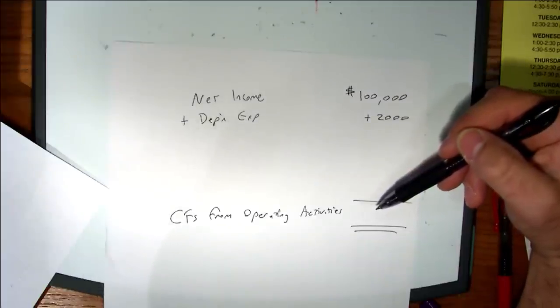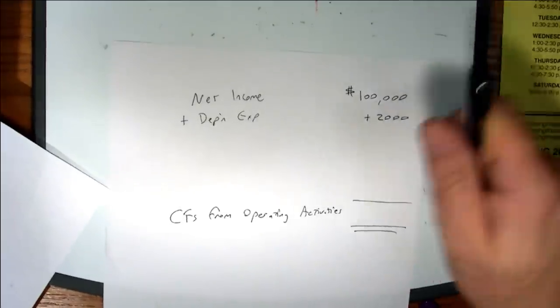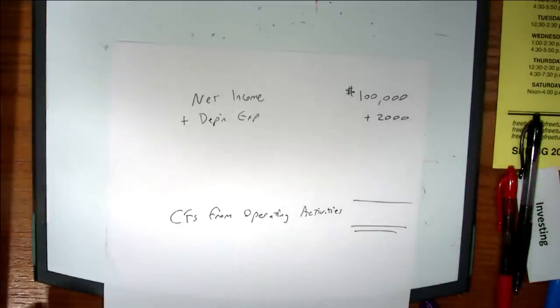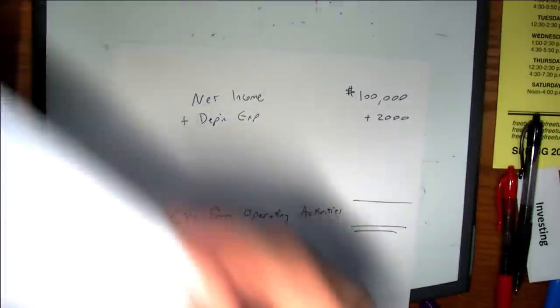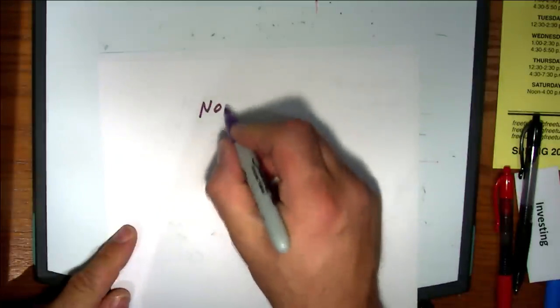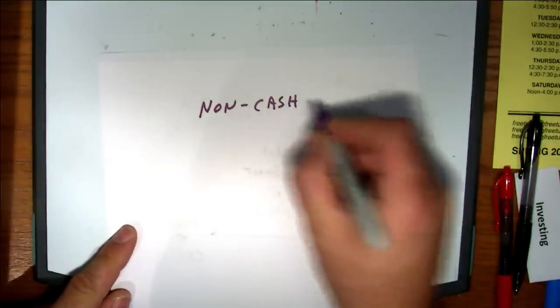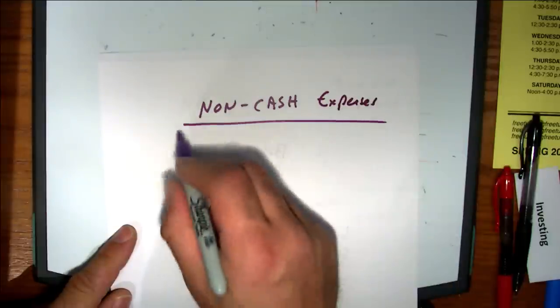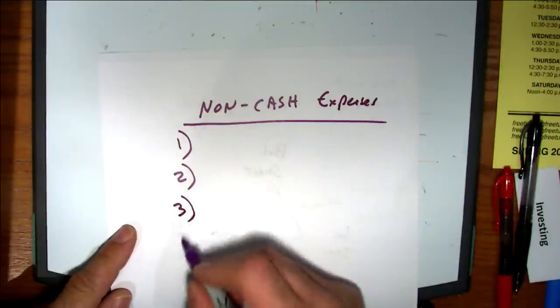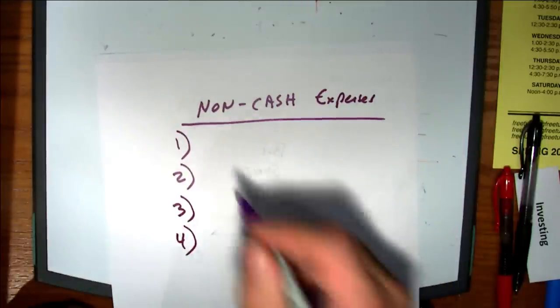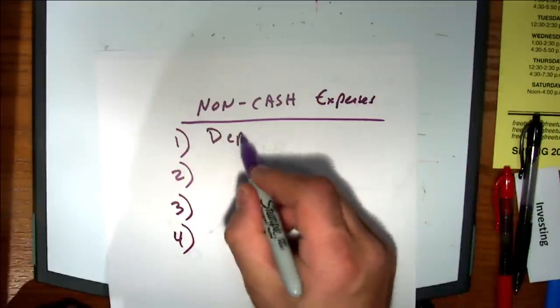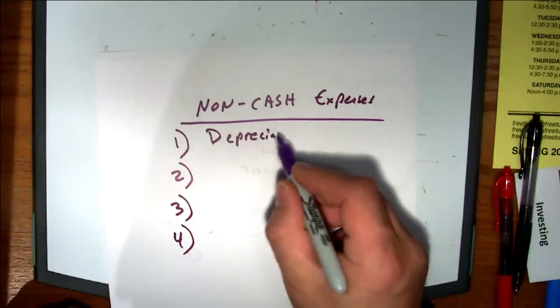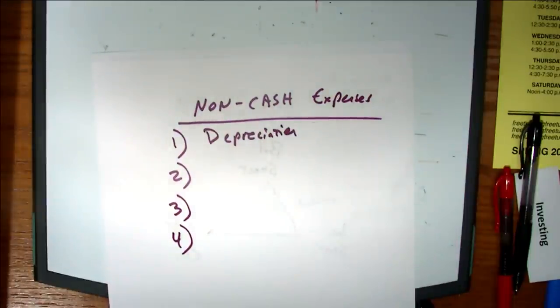Okay? Now, we do not do this with all expenses. We only do this with our non-cash expenses. And there are four non-cash expenses that we will deal with. The first of them I just told you. Depreciation. That is a non-cash expense.